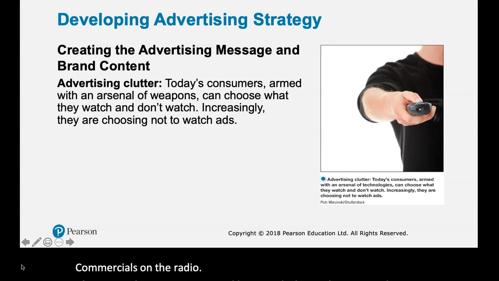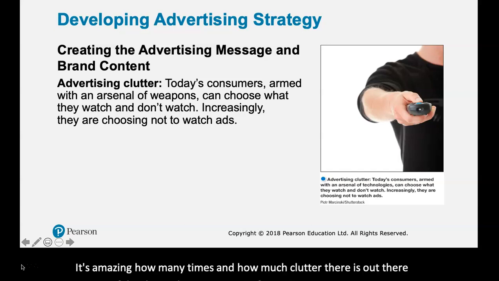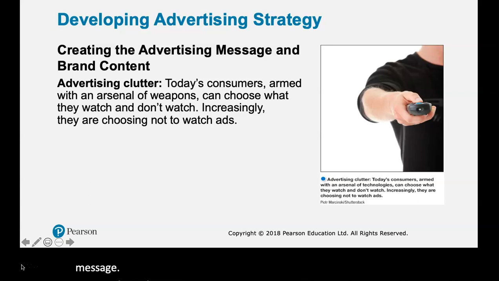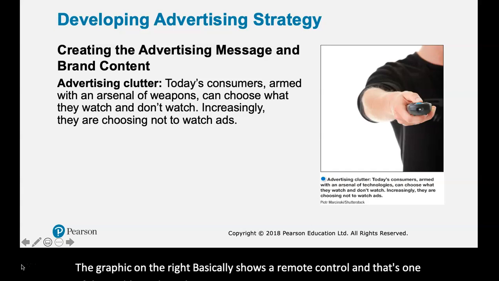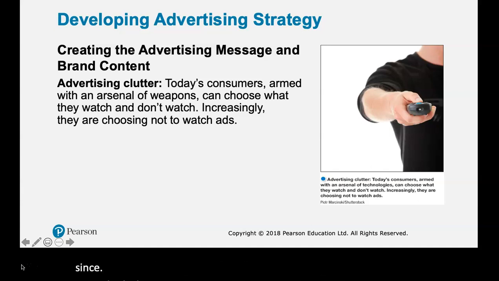So one of the things that is important for a marketer is to create a message that can get through the clutter so that it gets to the target audience that it's intended for. And it's very difficult today. The graphic on the right basically shows a remote control. And that's one of the problems that a lot of television advertisers have had, is people will fast forward or change channels. And since that's the new technology, marketers have to find creative ways to get through the clutter that's out there.